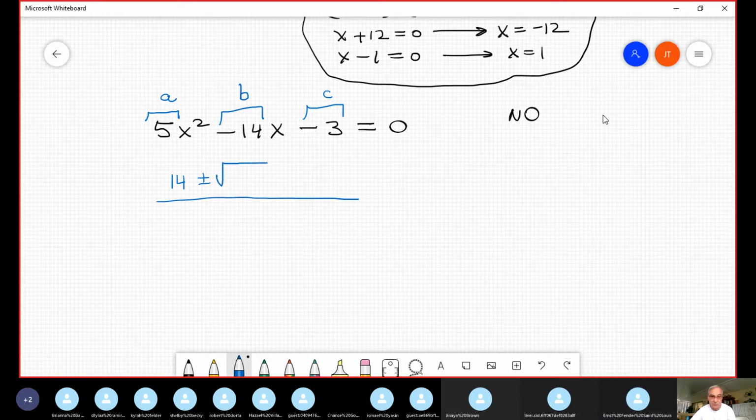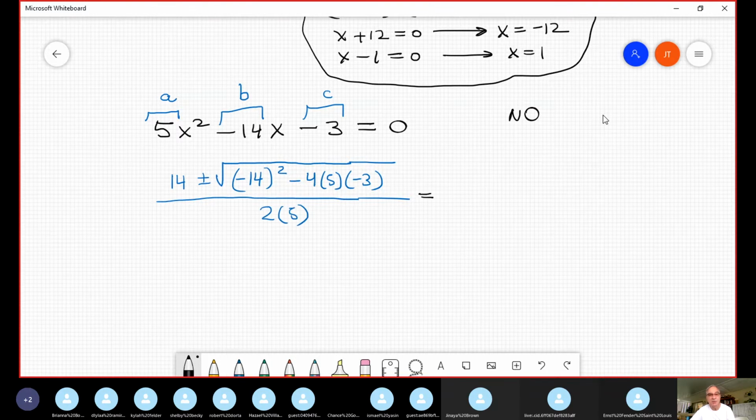And now the square root of negative 14 squared minus 4 times 5 times negative 3, divided by 2 times 5. Everyone follow me in this plugging in? 14 plus or minus. I need help to compute this expression. Do you have a calculator? Everyone have a calculator right now?